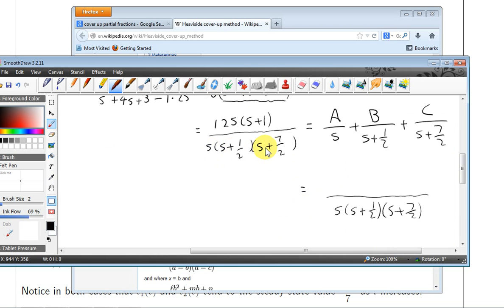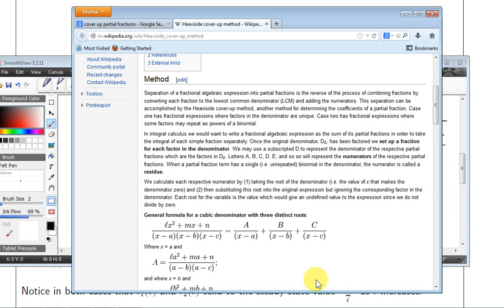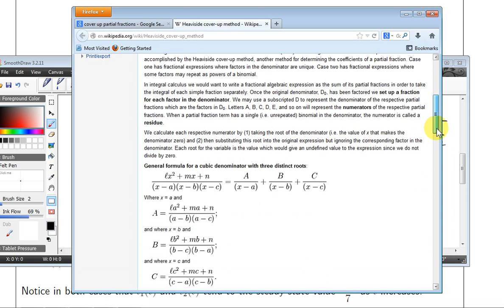Now, since we have 3 linear factors in the denominator, we can write this as a sum of these 3 partial fractions where the numerators are just constants. And we have to determine what A, B and C are. Now the quickest way to do this is to use the cover-up method. So if you go to Wikipedia, you can look that up.